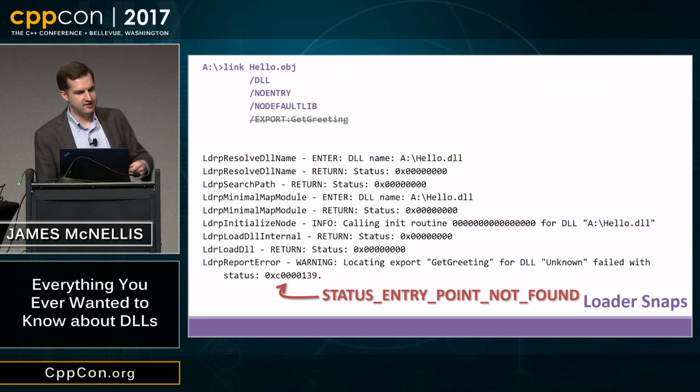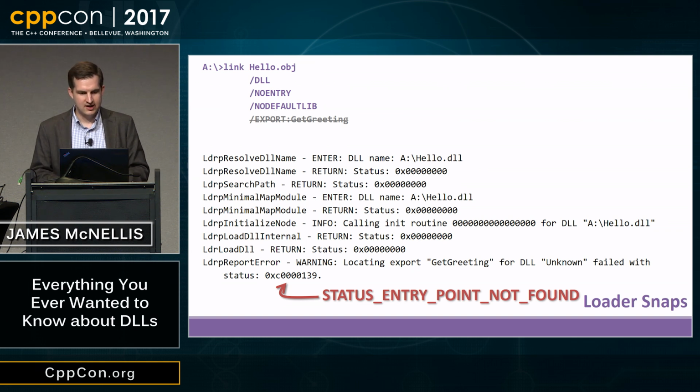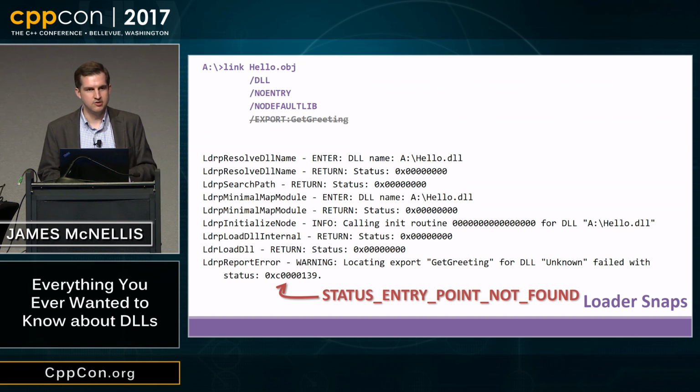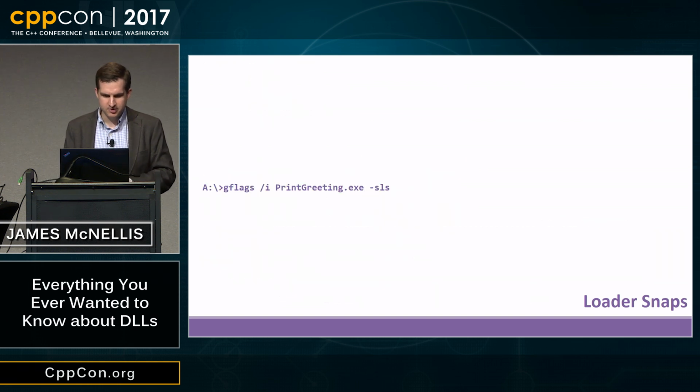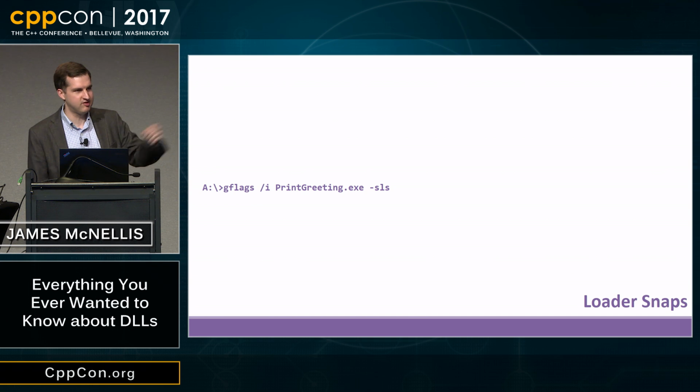Similarly, if we were to relink our hello program and remove the export and then call GetProcAddress to try and get that export, it'll print out a little warning that says, when you tried to call GetProcAddress, it wasn't there. So this is how you can determine if a load fails because you were depending on an export that doesn't exist for some reason. This will tell you which exports were missing.